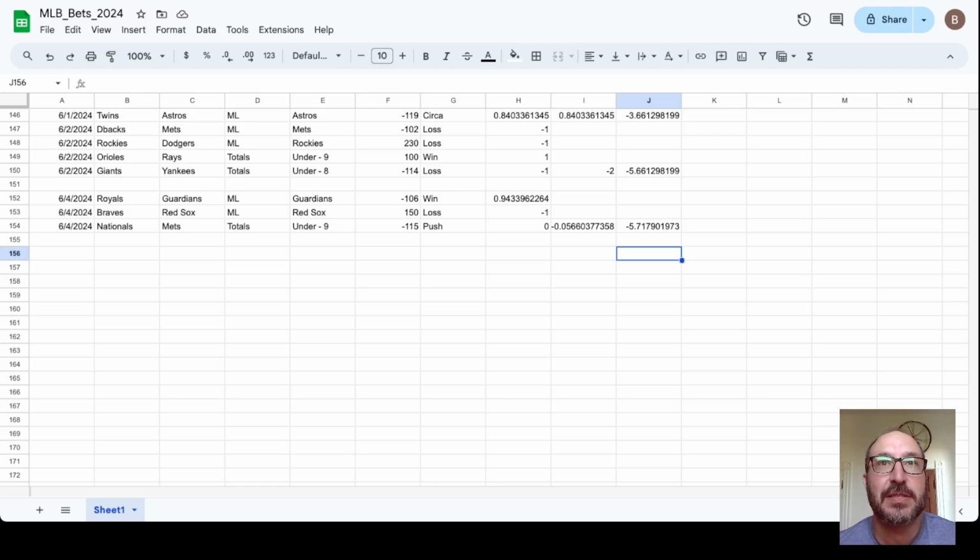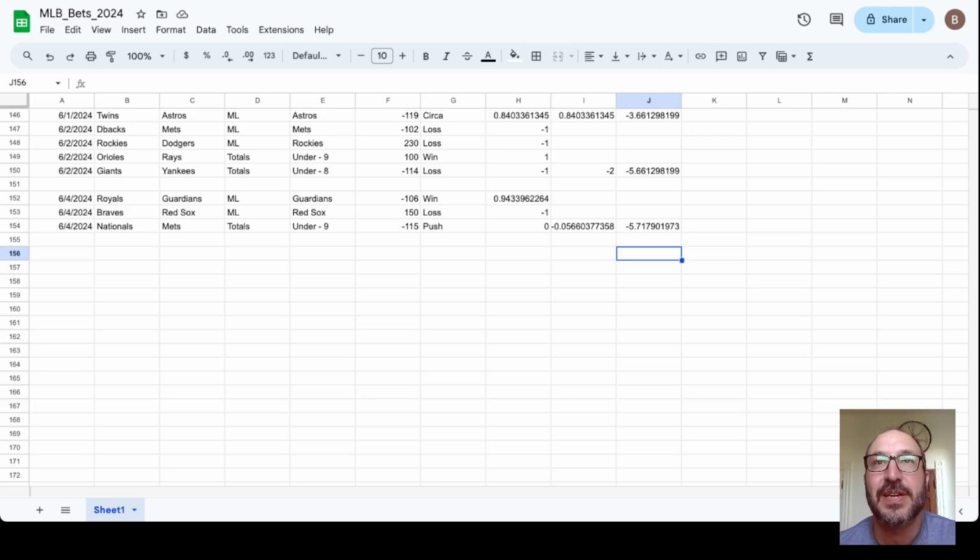Braves beat the Red Sox. We had the Red Sox as a substantial underdog. Lost a unit there. Mets and Nationals, we had the under 9. They were actually at 5-2, so at 7 runs total going into the ninth. Each team scored 1 run in the ninth, so we ended up with a push there.